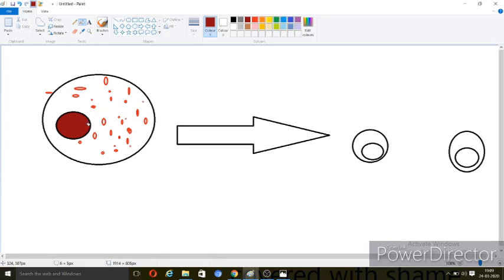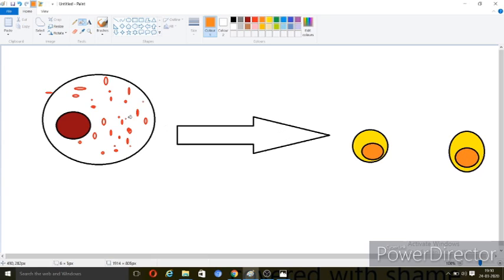Here we understand that the nucleus is very small as compared to the cytoplasm. But in this case, if we look at just the cytoplasm, the yellow one is a cytoplasm, and the nucleus is larger than the cytoplasm we have seen here. The nucleus is greater than the cytoplasm.